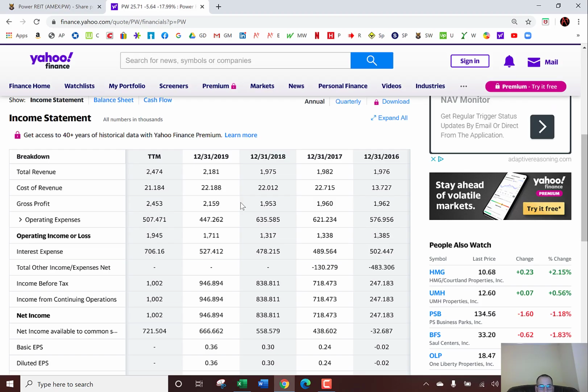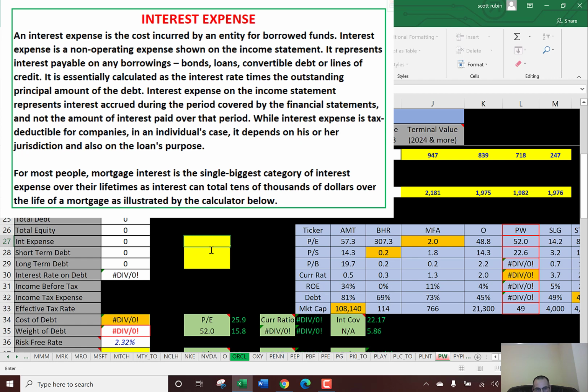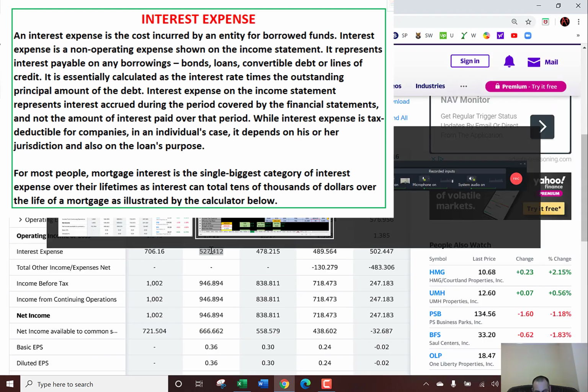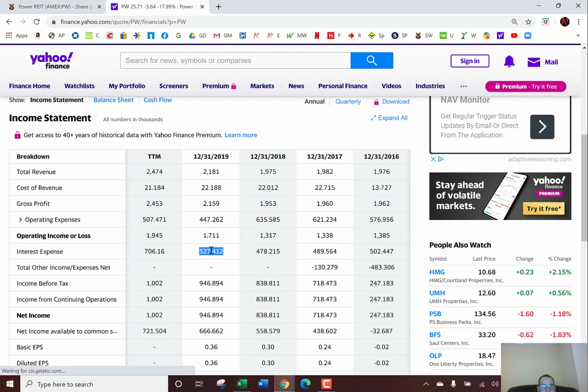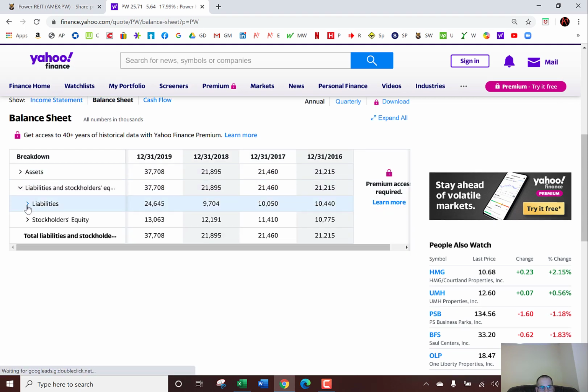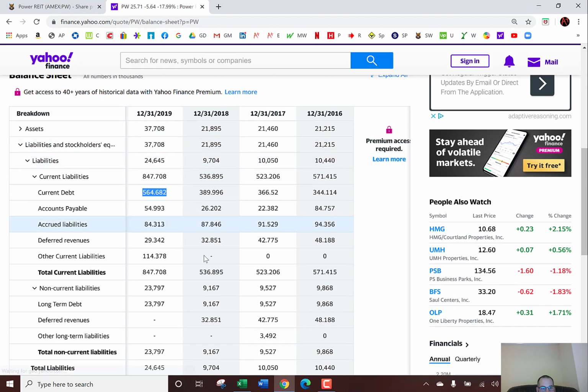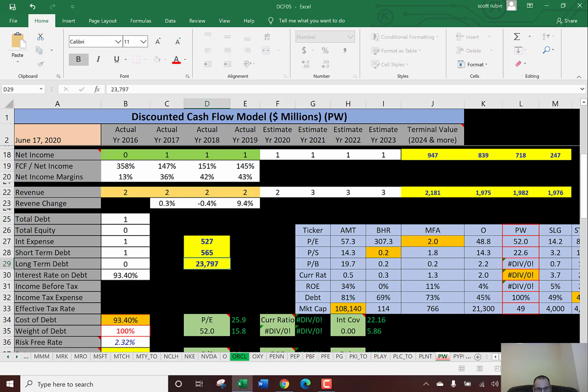Let's get the interest expense. That's on the income statement, and that's how much interest this company pays on its debt. And they pay $500,000 on their debt. And let's see how much debt they have. We could just go into the balance sheet for that. We'll go into the liabilities section. And then the current debt is debt due within 12 months. And the long-term debt is debt due after 12 months. That's $24 million.